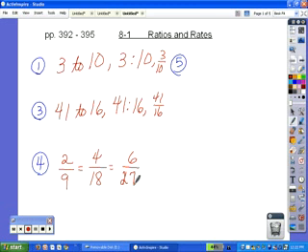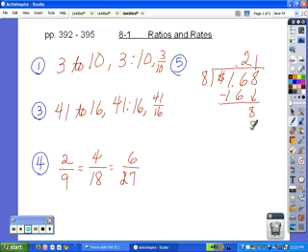Number 5, it gives us the price of an 8-ounce bag of sunflower seeds and a 4-ounce bag of sunflower seeds, and they're asking us which is the better deal. Well, we're told that the 8-ounce bag cost $1.68. In order to find the better deal, we need to find the cost per ounce for that bag of sunflower seeds. To do that, we would have to divide 8 into $1.68 to get 21 cents per ounce for the 8-ounce bag.